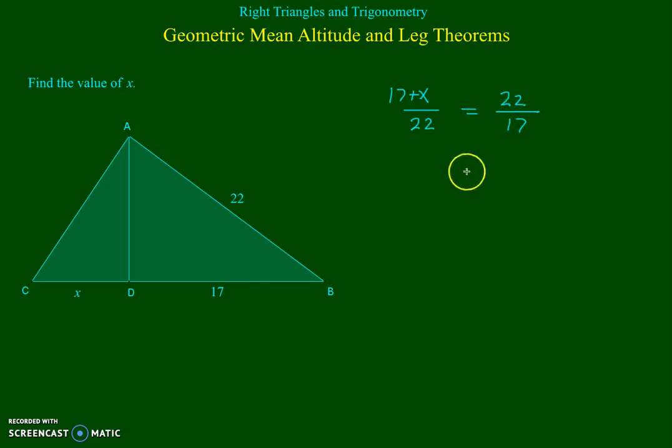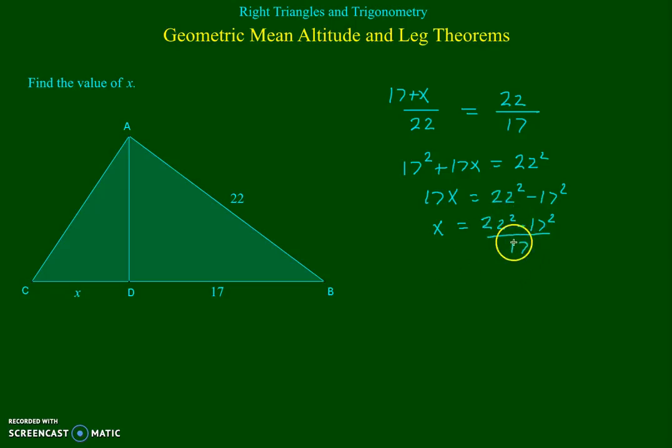Now we're going to have a little bit more algebra here to solve this. So let's go ahead and cross multiply. 17 times 17 is 17 squared. 17 times x is 17x equals 22 times 22, so that's 22 squared. Now we're solving for x, so 17x equals 22 squared minus 17 squared, and then we're going to divide by 17. So x equals 22 squared minus 17 squared over 17.